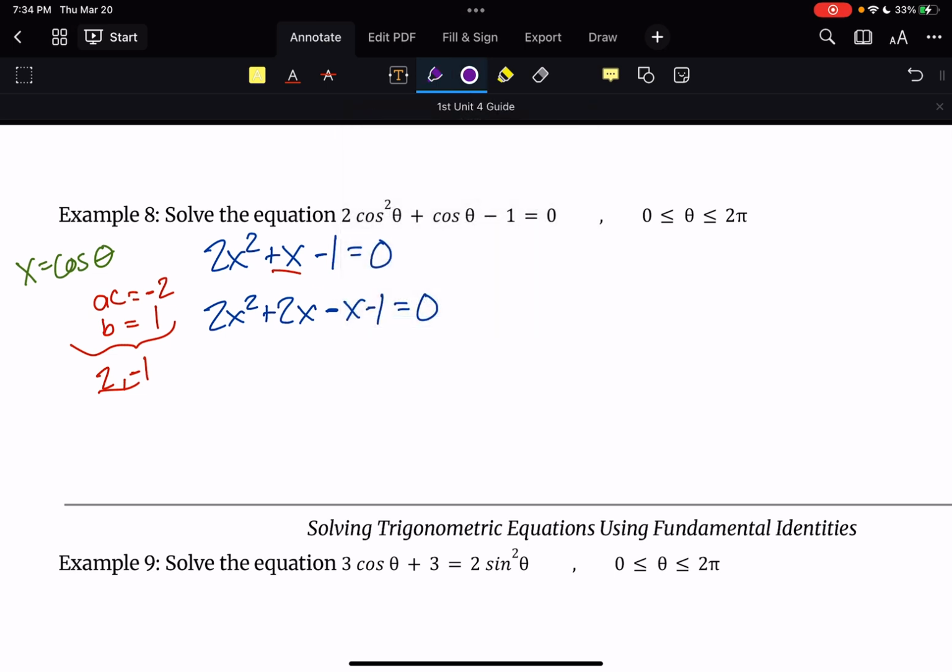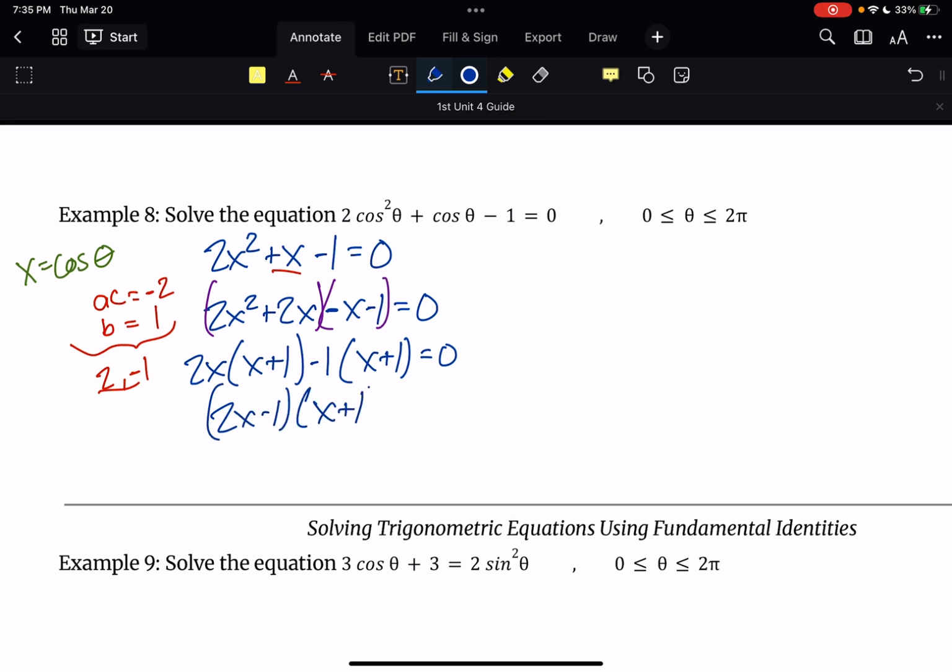I'm going to group my first two terms and my second two terms. I can factor 2x out of the first two, so it gets me 2x, and that leaves me x plus 1. And then we need those binomials to match, so x plus 1, to get that I need to factor out a negative 1. Then I'm going to group those two, so I get 2x minus 1 times x plus 1 is equal to 0. And again, we called x cosine, so we can substitute that back in.